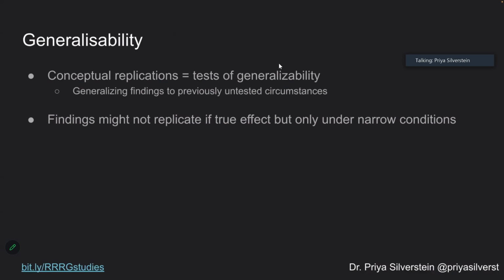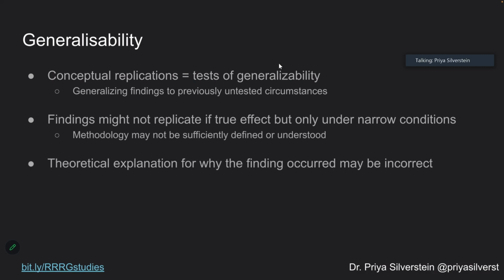And so it could be that a finding is a true effect. So if you did a direct replication, you could replicate the result. But it could be that this result only comes out under very narrow conditions. And these conditions might not be sufficiently defined or understood by the original authors or in the original paper. So it's hard to predict which narrow conditions might be essential for replicating the effect.